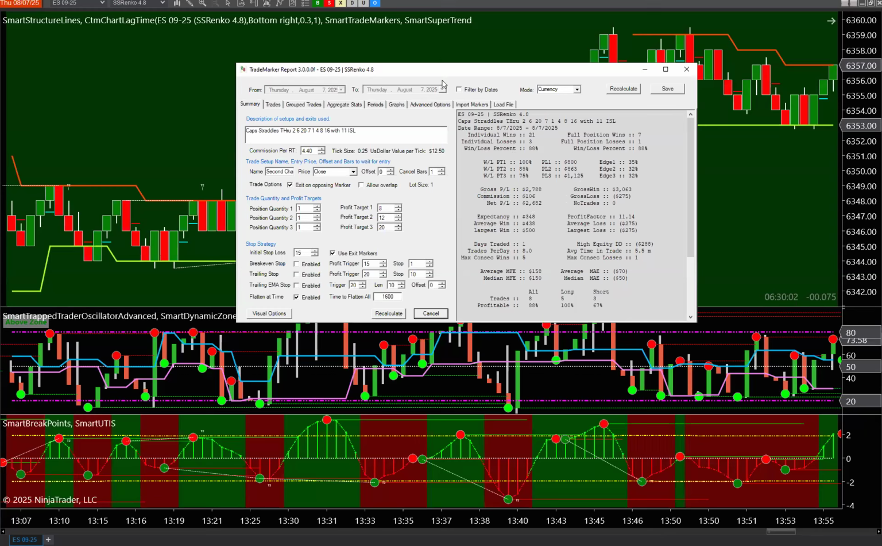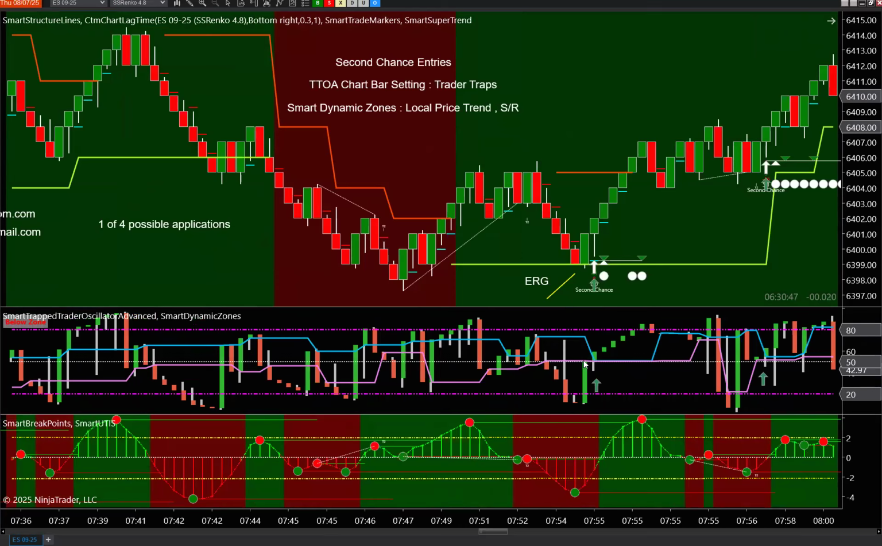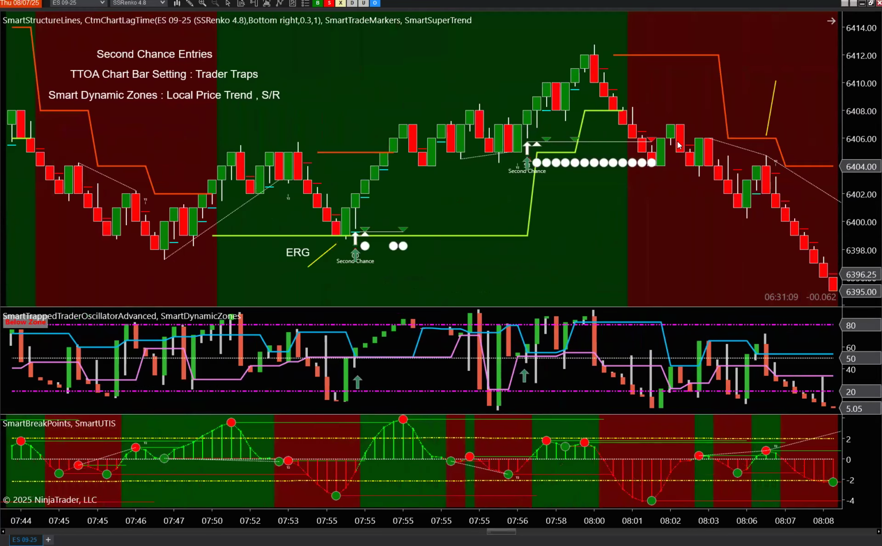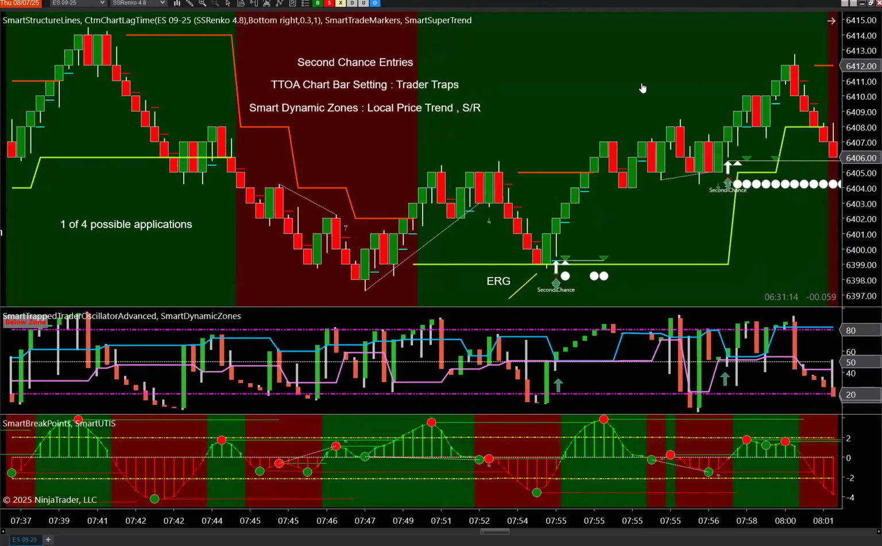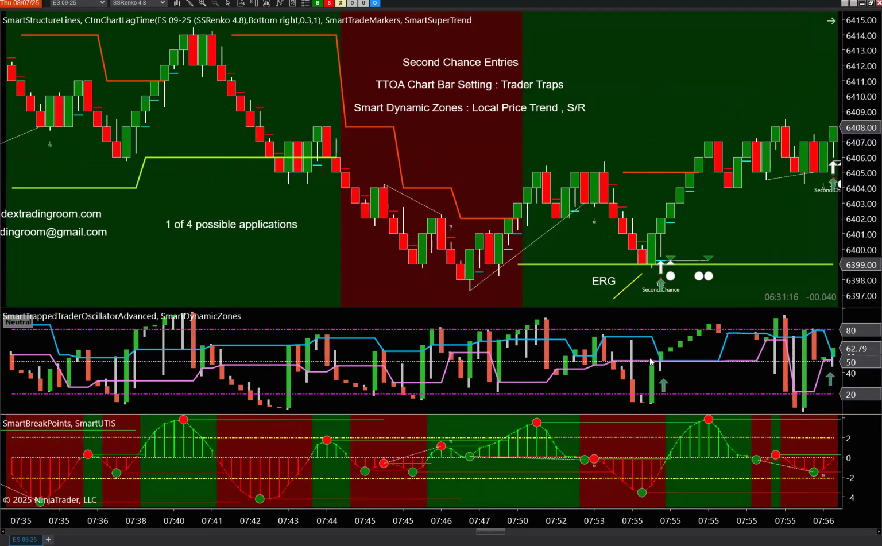And I'm not saying you should or shouldn't do anything, right? That's not my job. My job is to what? Show you that when we get a reversal bar that doesn't complete its mission to get above everything, but then we get a trap wick into our smart dynamic zone below order flow strength, and then it closes against that, those traders are going to get squeezed out of the market. And you can see it happens lots and lots of times, over and over and over. So that's it. Second chance entries on our TTO chart bar settings.